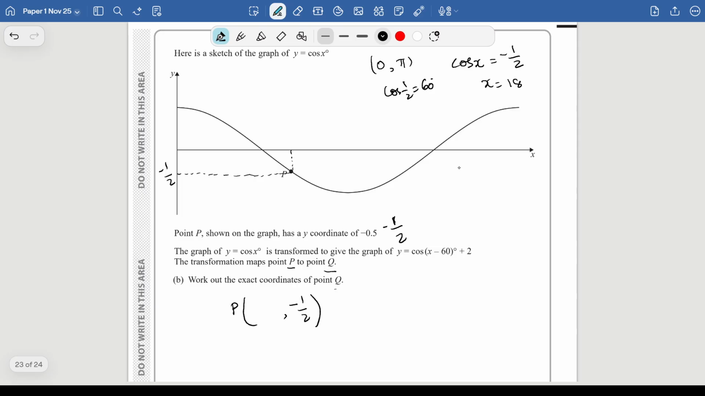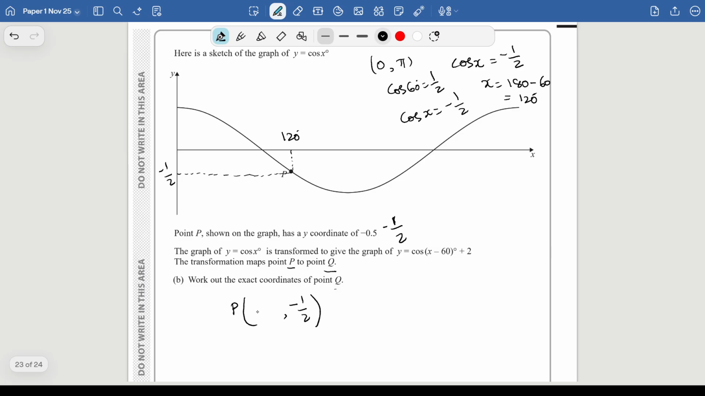Before that, cos half is 60 degrees. So cos of 60 degrees is half. So cos of what angle is negative half? If it's using the reference angle, it has to be x is 180 minus 60, right? In this range, that will be 180 minus 60, which is 120 degrees. So for cos negative half, the angle should be 120 degrees, right?